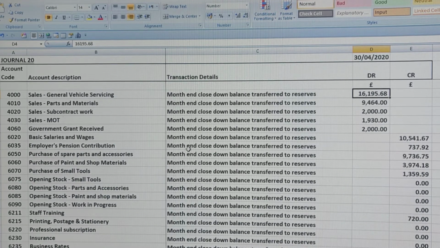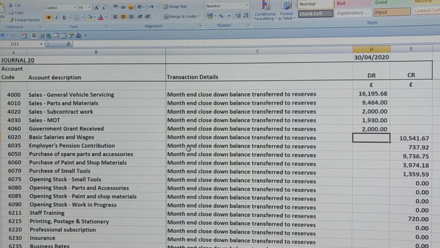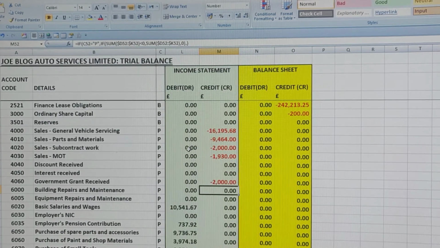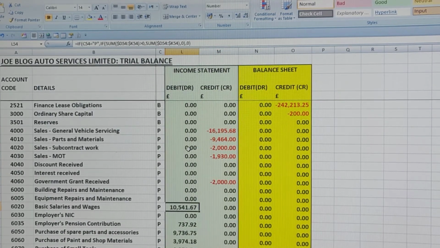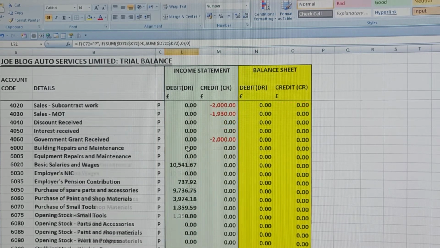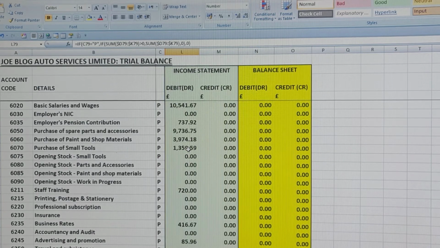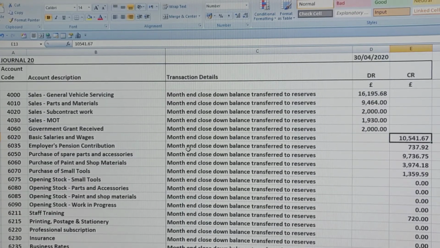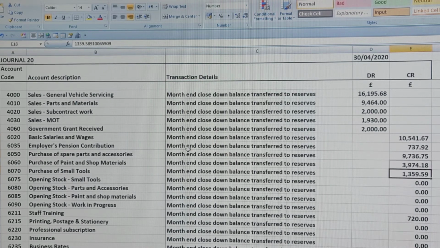And the expenditure, all items of expenditure on the trial balance, which are on the debit side, the left side, salaries, wages, purchases, staff training, and so on and so forth, will be moved to the credit side by the system when carrying out the close down. Now, after moving items from credit to debit and from debit to credit, the balance between the two sides will be your profit for the period.